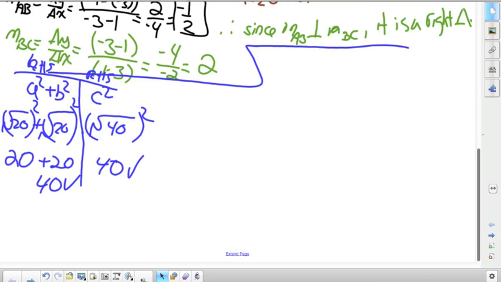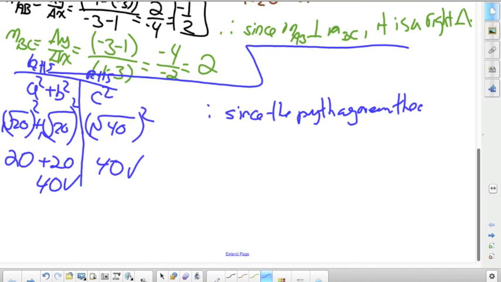Okay, so you have a therefore statement. Therefore, since the Pythagorean theorem holds true, it must be a right triangle.